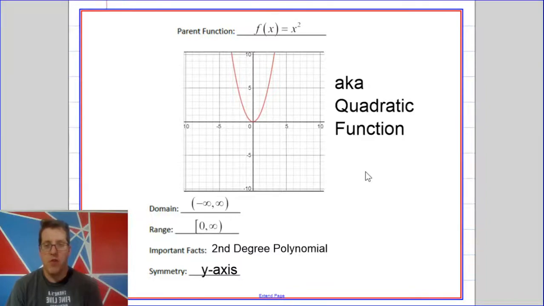So the key points here are (0, 0), (1, 1), (2, 4), (3, 9), and then this has symmetry about the y-axis, so all of those same points on the other side, like (-1, 1), (-2, 4), so on and so forth. This is the second degree polynomial function, and like I said, it's symmetrical about the y-axis.